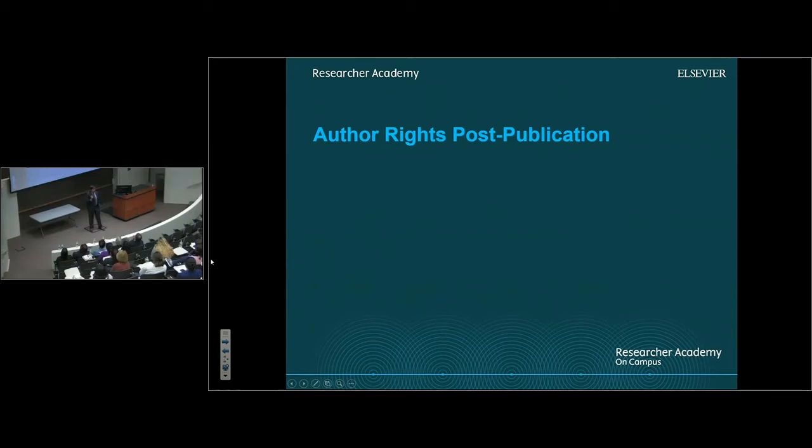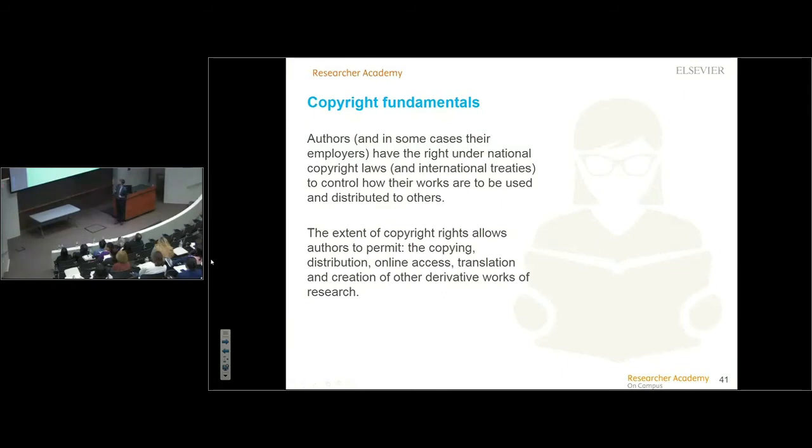So now we're going to move on to author rights, which is, I think, probably one of the more misunderstood aspects of publishing. So again, please do feel free to ask questions as we go. Copyright. So the basic idea is that the author, in some cases their institution, depending on the arrangement, has the right under national copyright laws and international treaties to control how the works are to be used and distributed by others. No one can do anything with that paper you created until you've given them permission.